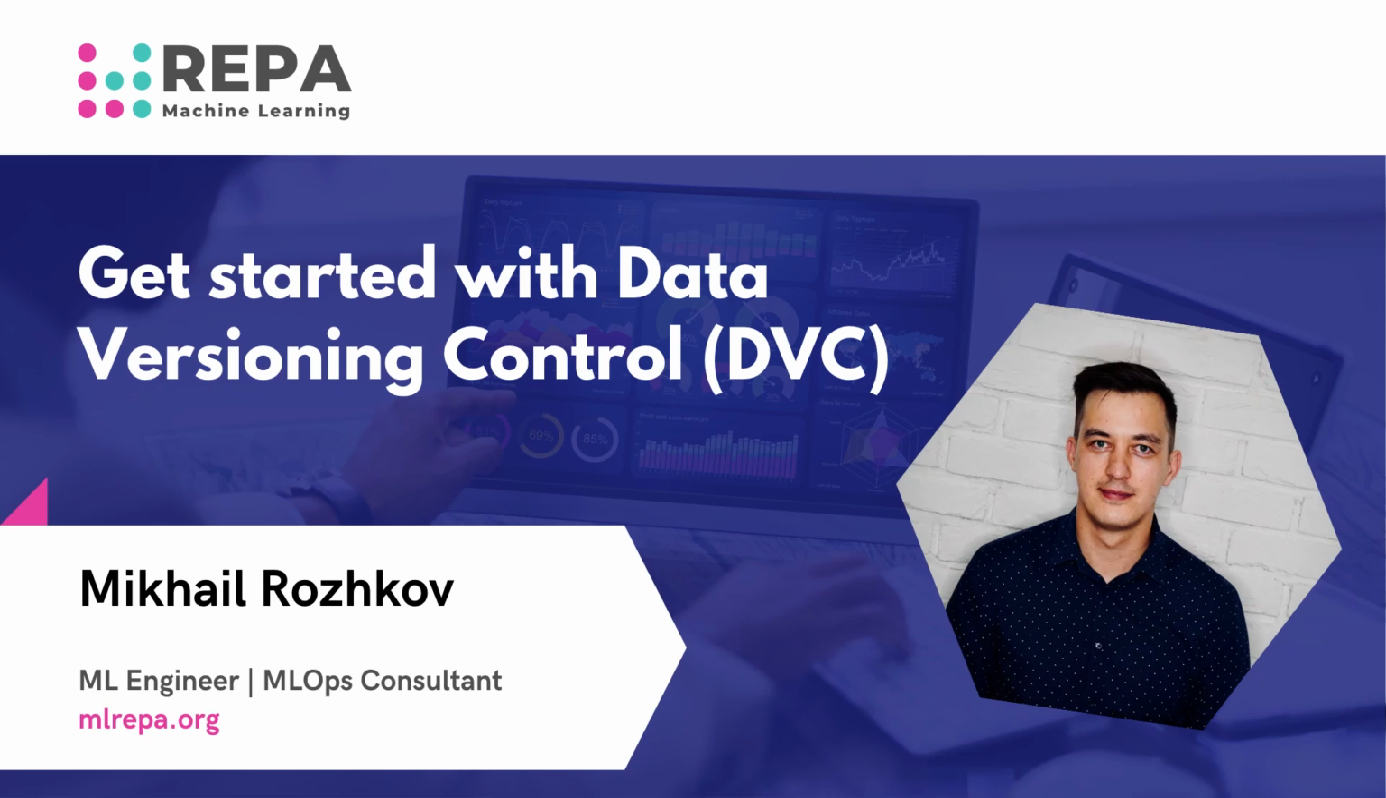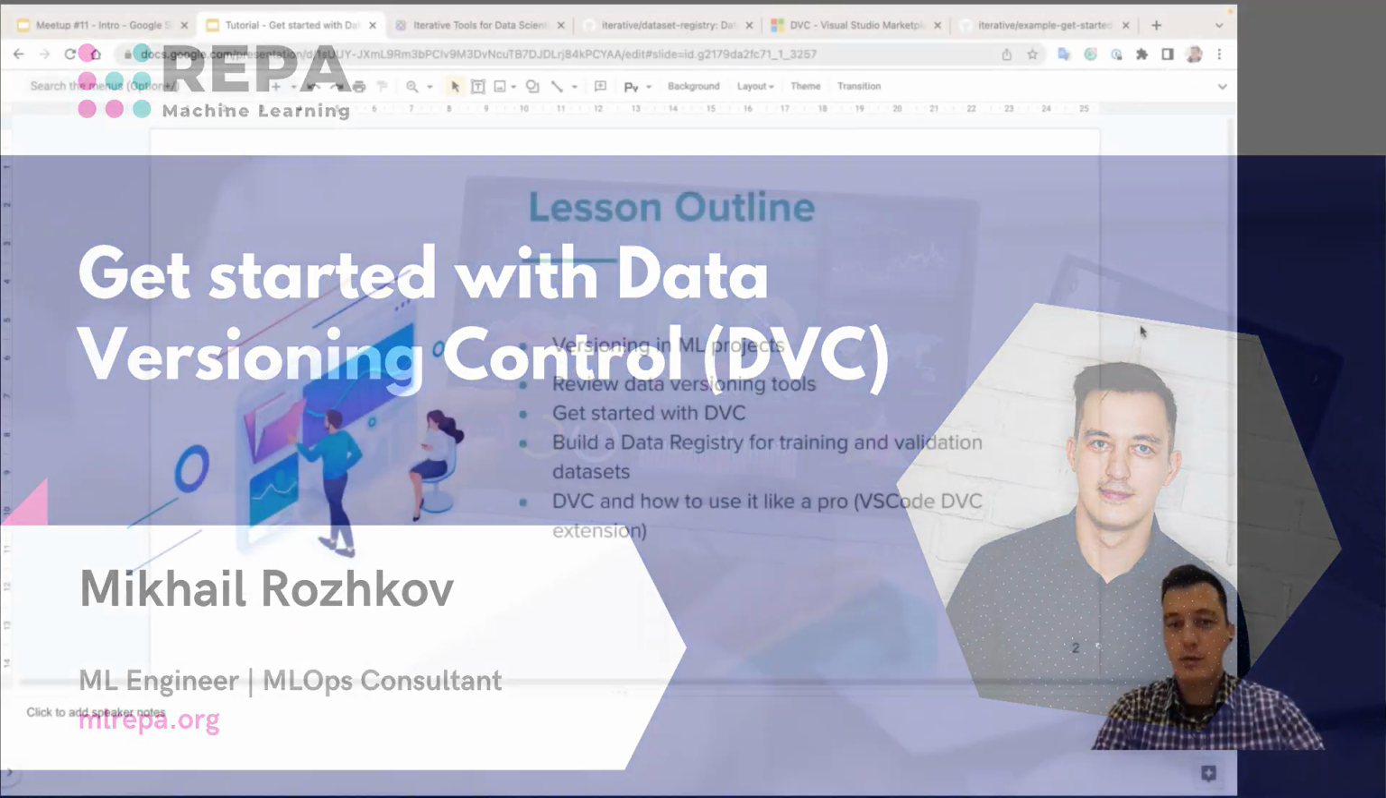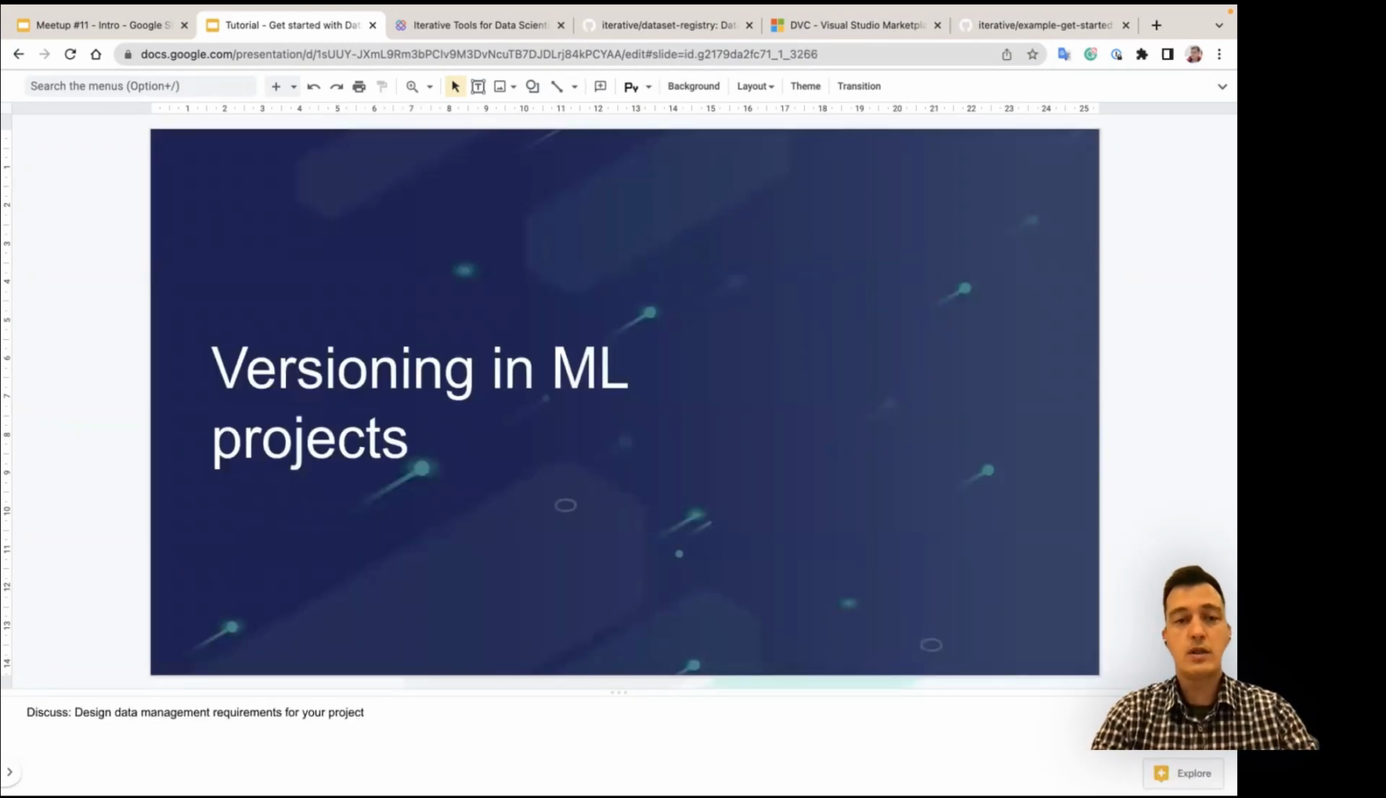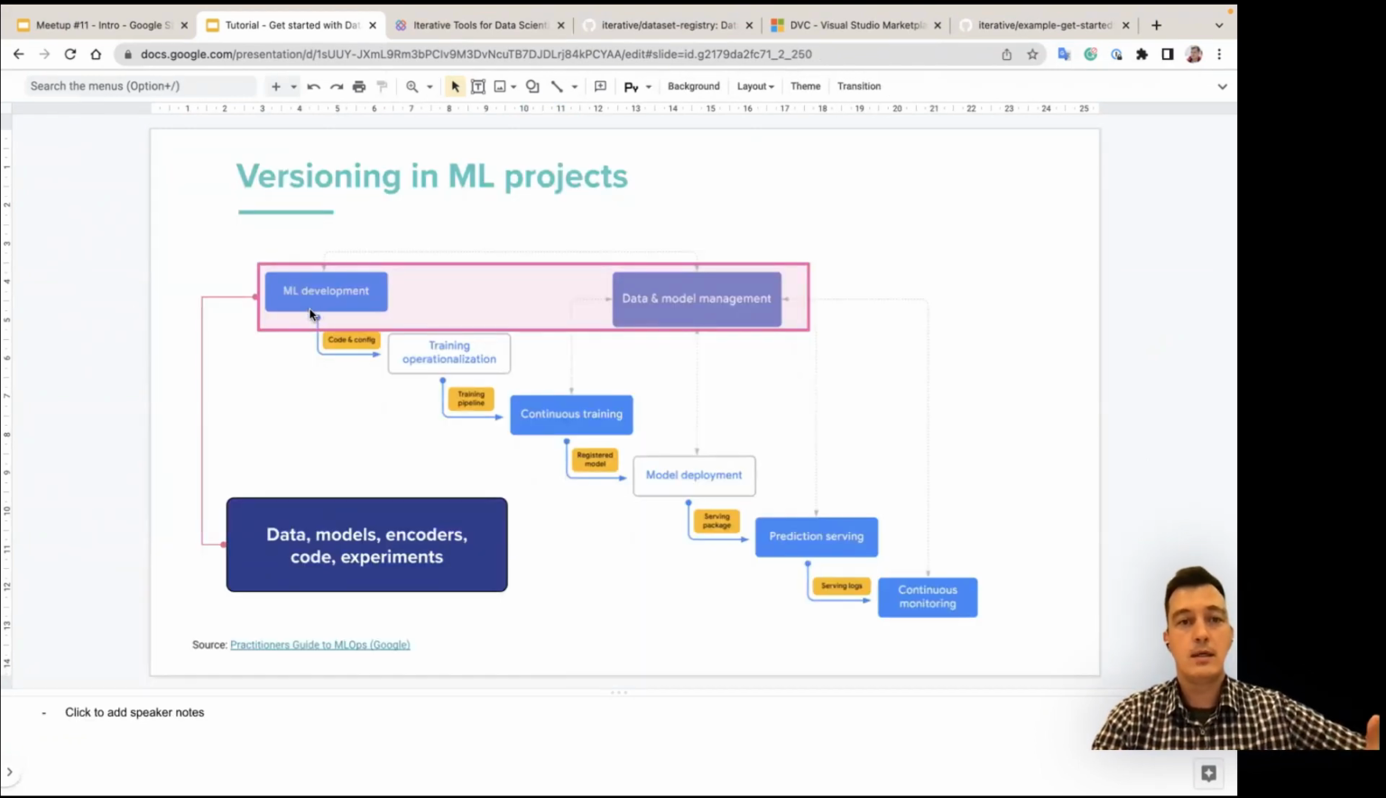Let's start with DVC. What we're going to talk about, mostly we'll focus on versioning. What is versioning in a machine learning project? If you look at the machine learning project workflow, from experimenting and machine learning development to prediction serving and continuous monitoring, we may find that versioning is everywhere.